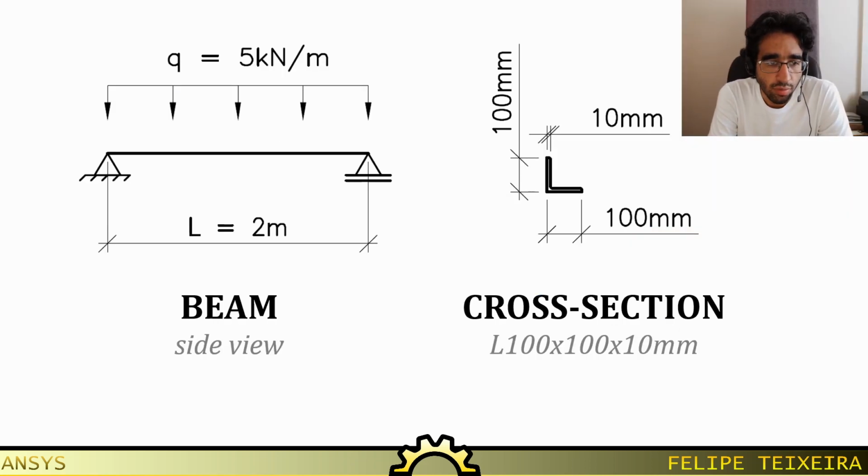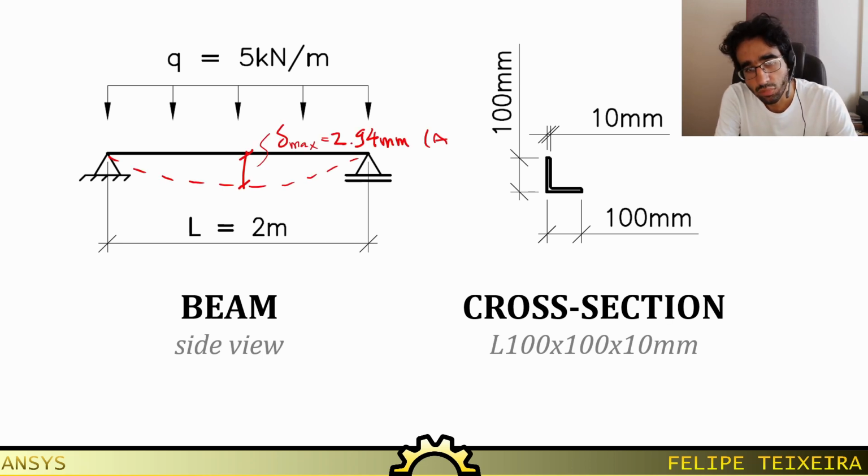Alright, so we're done with the first part, which is the analytical analysis of this beam. We have found the elastic curve of the beam, and we also found out that the maximum deflection is 2.94 millimeters. That A is for analytical. So now let's do the same in ANSYS and see what kind of a result we're gonna get.